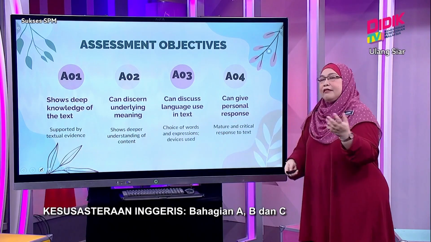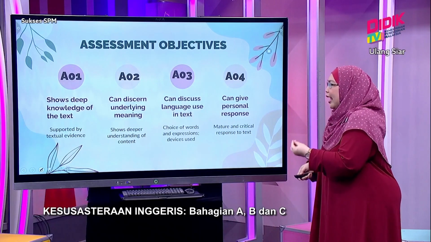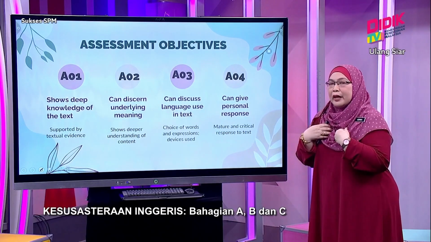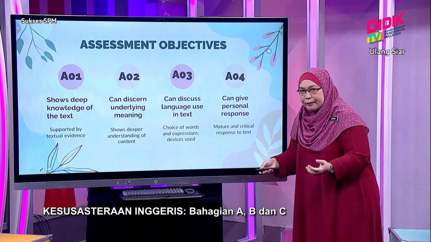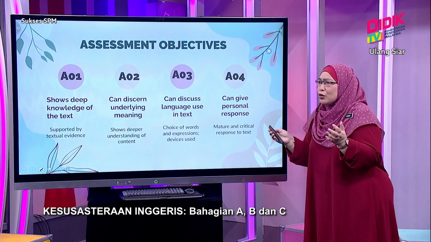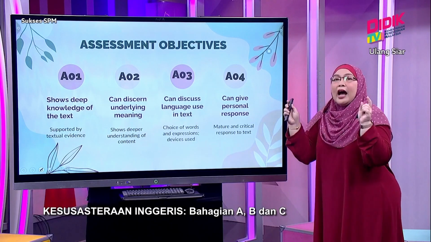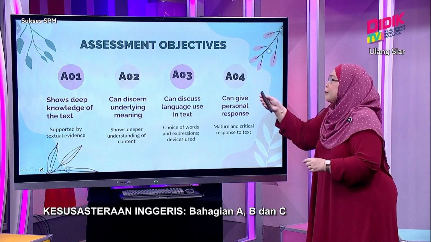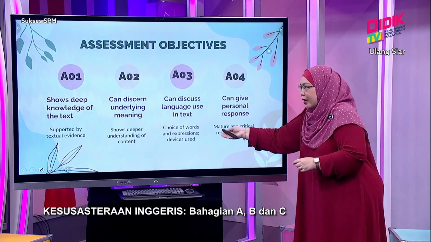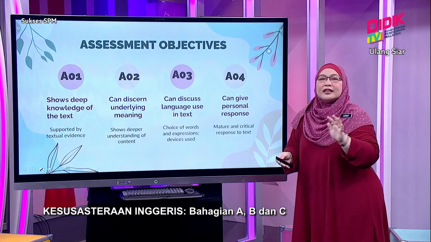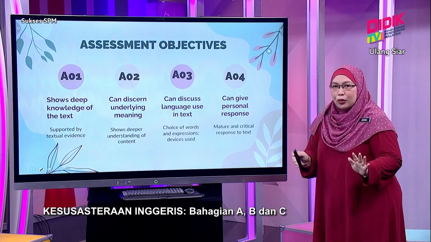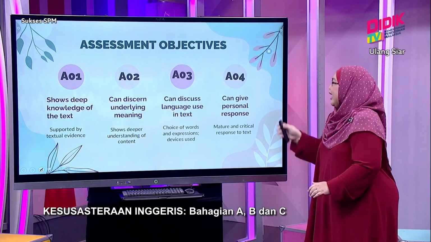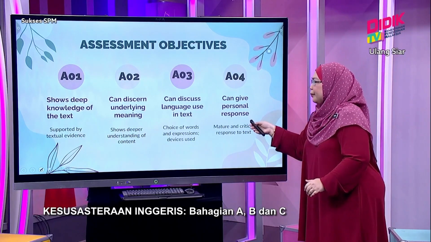All right? And then AO2, can you show that you have been able to infer and discern underlying meaning? So this is where we want our smart kids to be able to say, I have put the pieces of the puzzle together. All right? If candidates can give us 1 and 2, half the battle is already won. All right? And then, moving on.